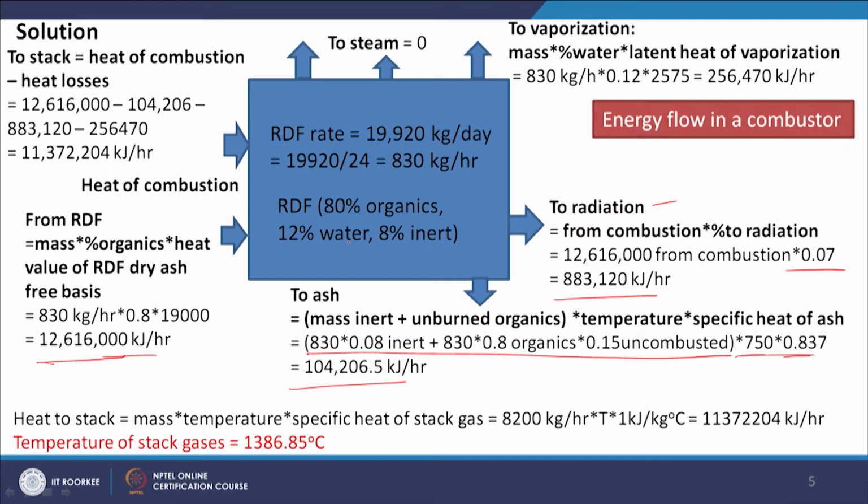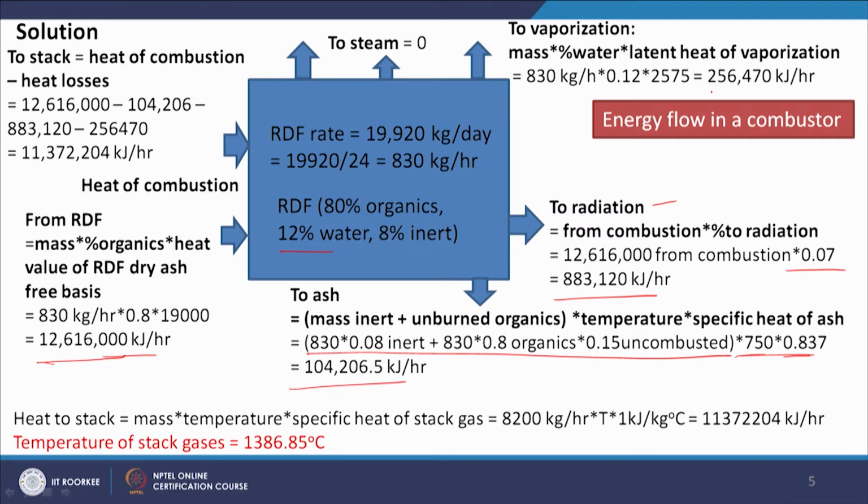And now we will see the heat required for the vaporization of this water. We are getting 830 kg RDF, and 12% of it is moisture. So multiplied by 0.12 and 2575, that is the latent heat. By multiplying these 3 terms, we are getting 256470 kilojoule per hour.